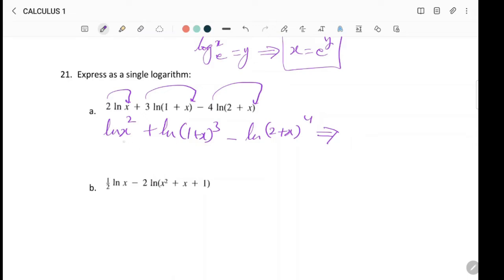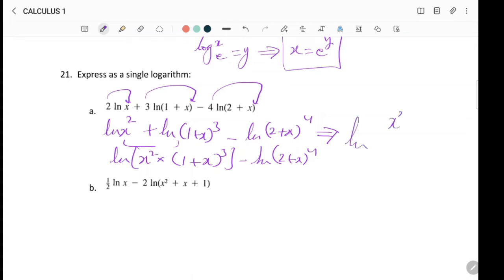Now first we can add these two. So ln of x squared times (1 plus x) whole cubed, and this is minus ln (2 plus x) to the power 4. If you apply the rule again, this is ln of x squared (1 plus x) whole cubed over, it will come in the denominator, (2 plus x) to the power 4. Okay, this will be the answer.